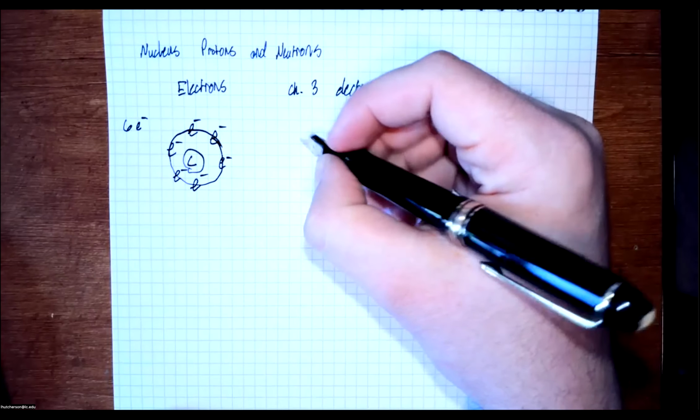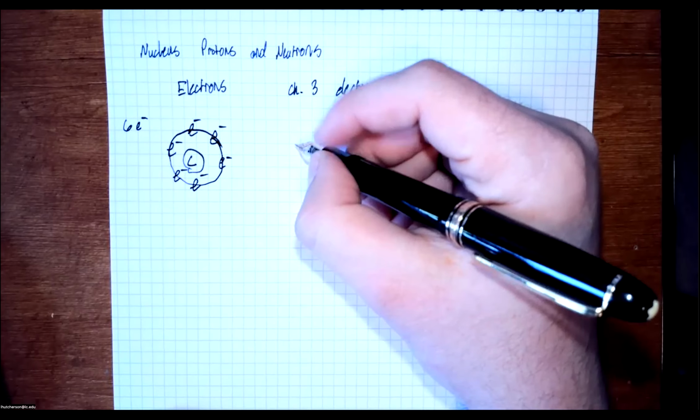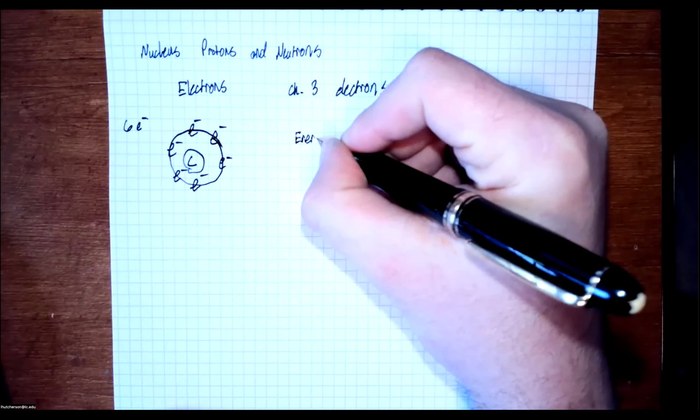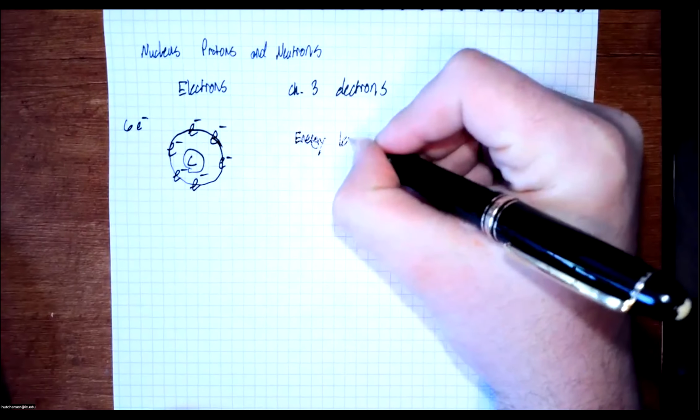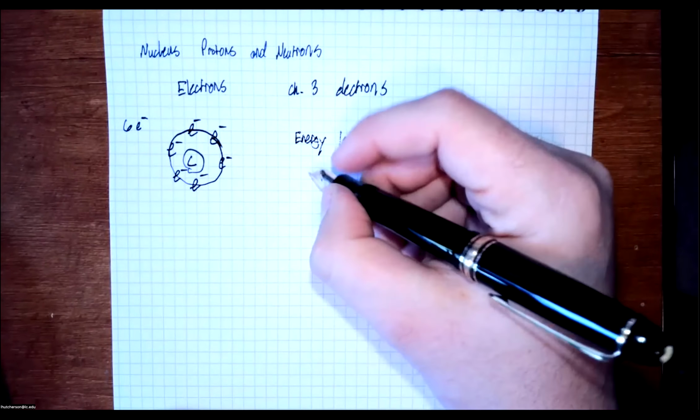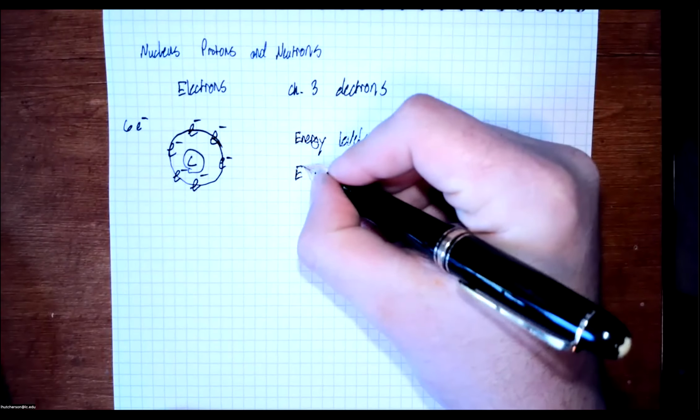So electrons exist in these things called energy levels. And really, we're not even going to use that term in here. Instead, what we're going to refer to are electron shells.